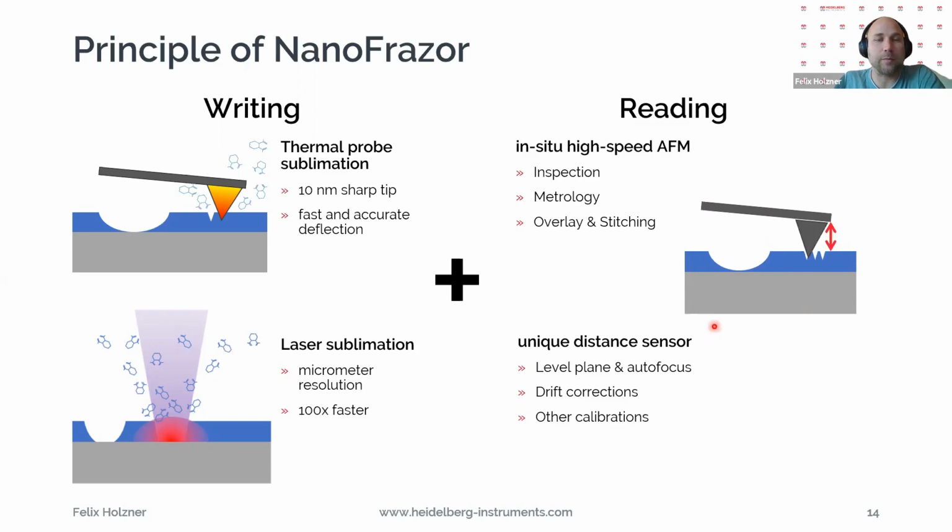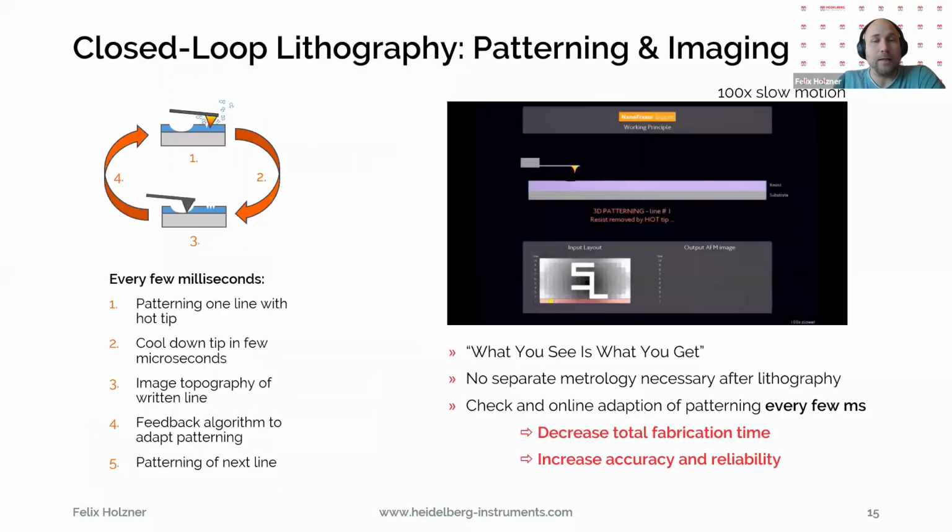And that's very important because combining this writing and reading, that's where the true power lies of the NanoFrazor technology. And maybe just to mention, we have this integrated distance sensor here in the cantilever, and we use it not only for AFM imaging, but also to do a lot of corrections and calibrations. But the user doesn't need to know about all these details of what's happening in the background of the machine. Okay, so having this in situ capability to measure topography allows us a concept we call closed loop lithography.